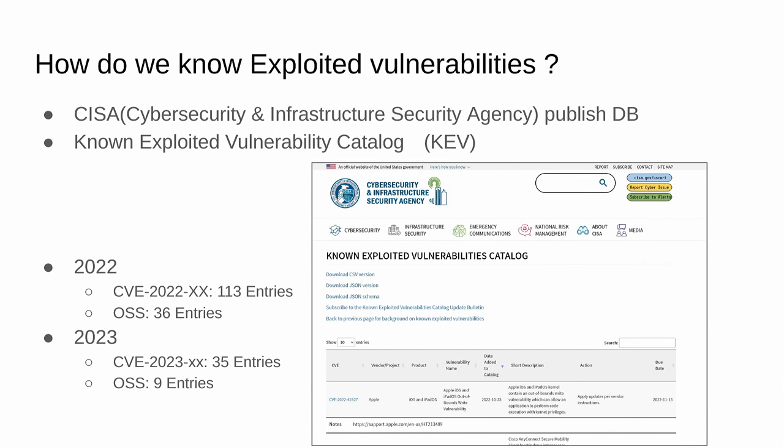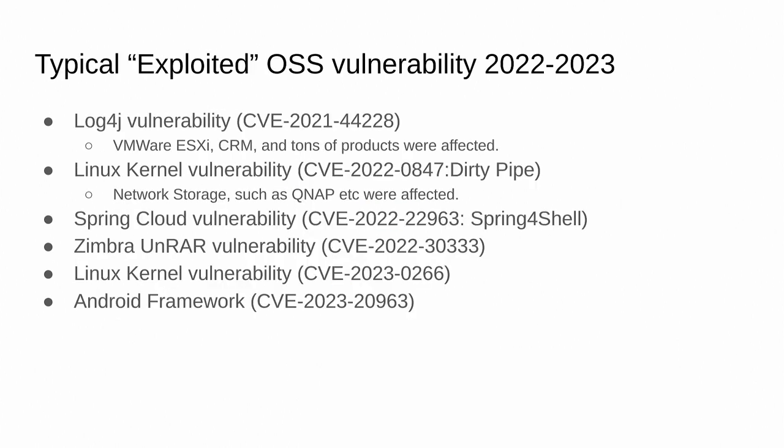So how do you know which vulnerabilities are exploited? The simplest and best way is to use this CISA KEV. And here are typical vulnerabilities already exploited from 2022 to 2023. These are just typical, famous ones, I mean. As you know, Log4j, Linux kernel vulnerabilities, Spring, Android framework vulnerabilities, and so on. Those OSS vulnerabilities are already exploited. That means some hacker or cracker is using these vulnerabilities. So let's take a look at each.